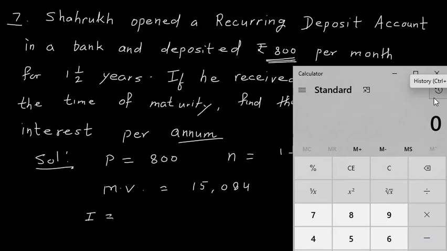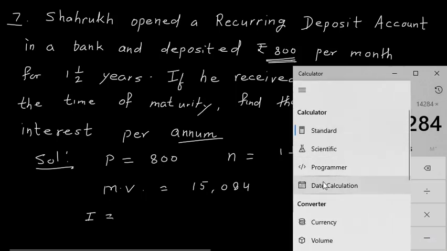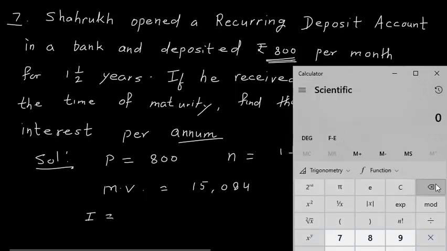While doing it with the calculator, maturity value is 15,084. From this I will subtract the whole principal, which is 800 multiplied by, we must use a scientific calculator, 18, the total months. 15,084 minus 800 into 18. So the interest we get is 684. Now this interest will be equal to principal P. Whatever is multiplied, we divide by that. So principal P is 800, so divide this by 800.